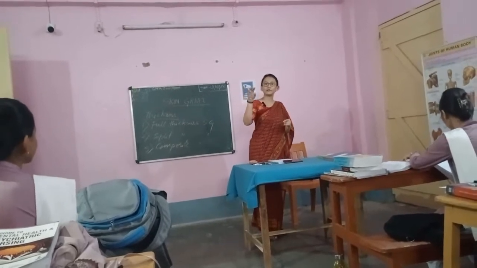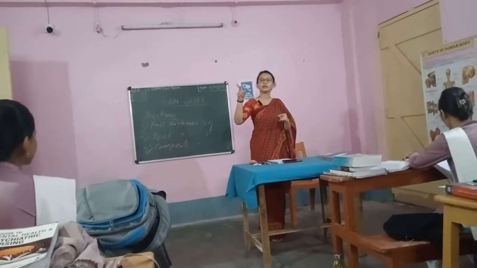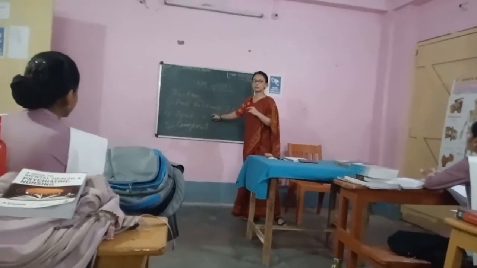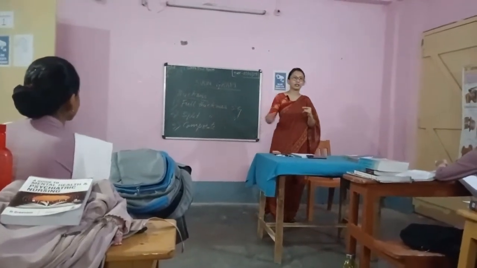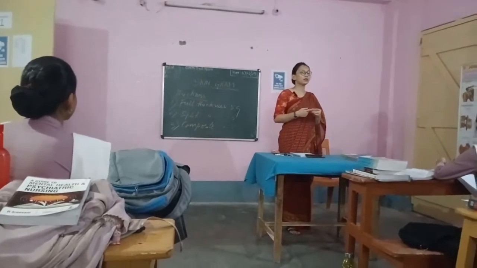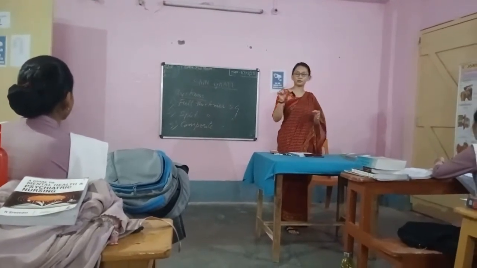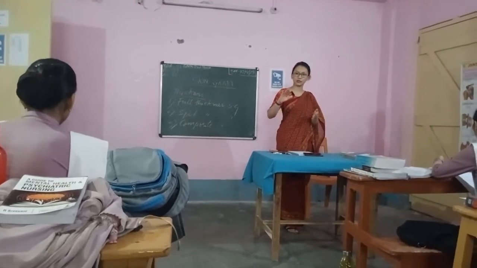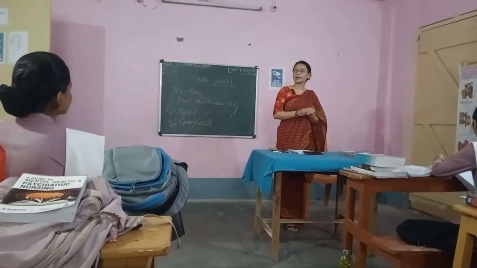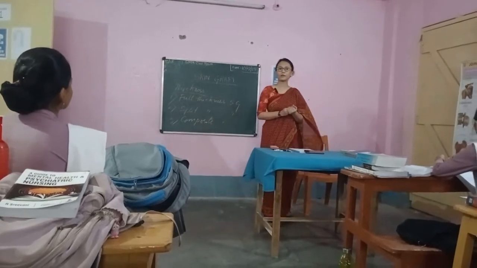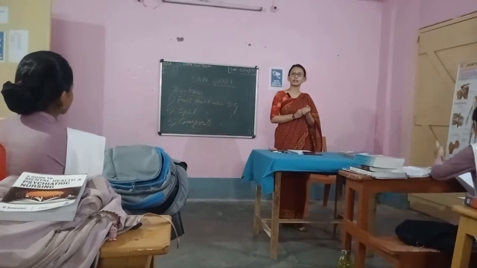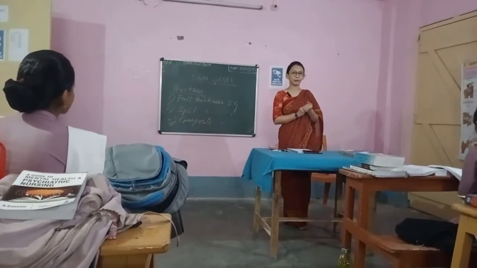So the first two layers, epidermis and dermis, are taken in both full thickness and split thickness skin grafting. In full thickness skin grafting, both the epidermis and dermis will be taken. And second is split thickness, where the full part of the epidermis and some part of the dermis will be taken.